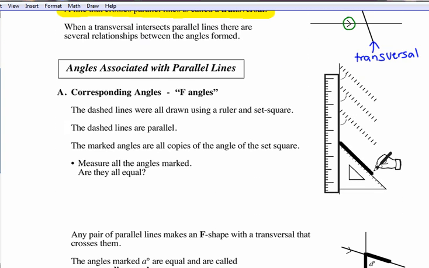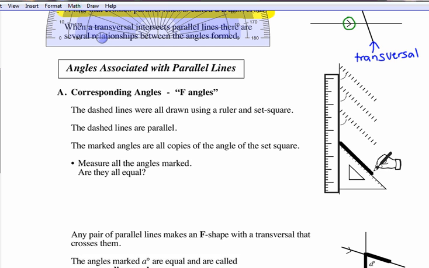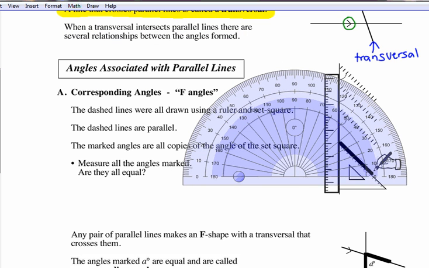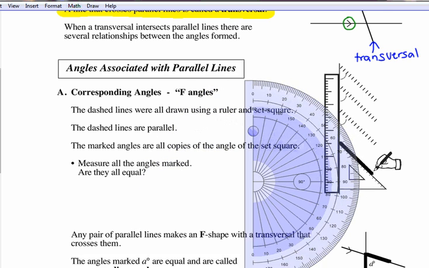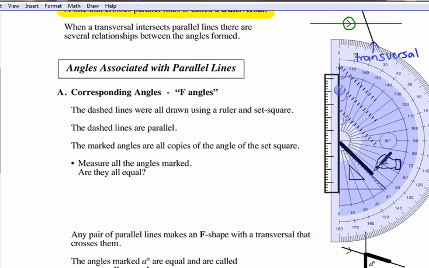So let's first talk about corresponding angles. The dashed lines were drawn with a ruler and a set square. Okay? And so the dashed lines are parallel to each other. Their marked angles are all copies of the angle of the set square. So measure out all the angles. We're going to grab a protractor, bring it down here, and rotate it. And there we go. So we want to measure each one of these angles. I'll start with this first one.